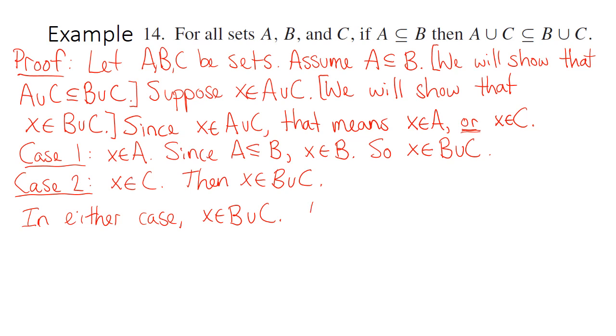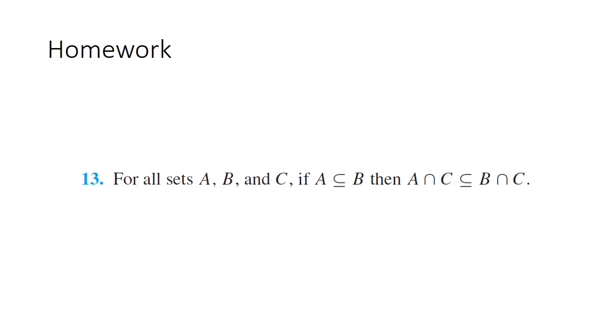At this point you could finish up with a statement to the effect of, therefore, A union C is a subset of B union C. But that's optional. It's pretty clear that was the goal of the proof. Okay, so here is a homework problem for you that is extremely similar to the one I just did. In fact, I think it's actually a little bit easier. So I'll let you work on that one and then check your solutions.